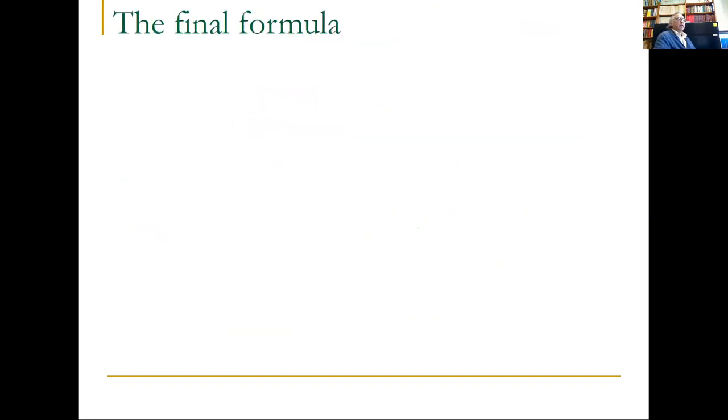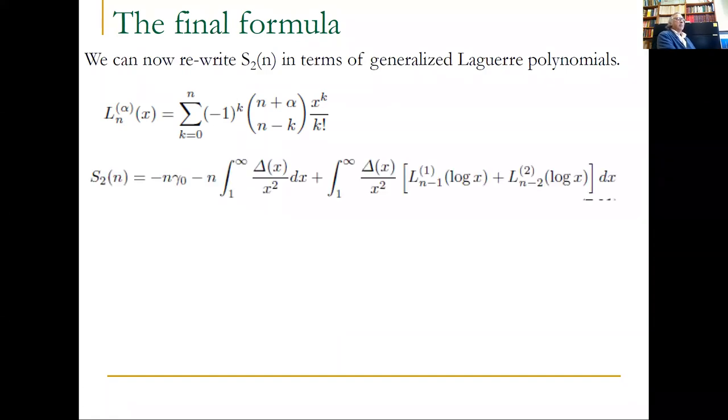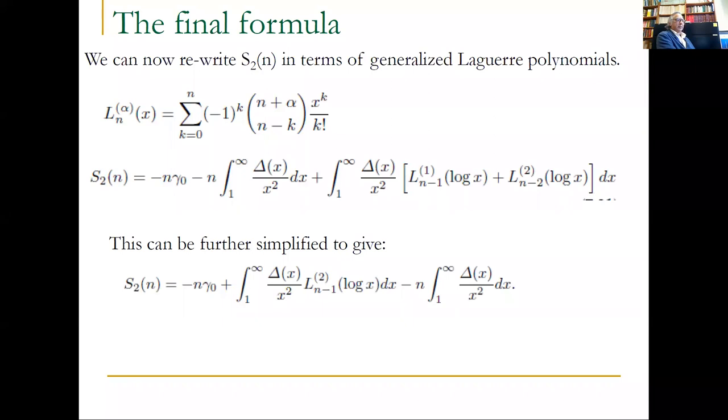And the point is that the formula, when we write it in that fashion, we get that S2 of n is minus n gamma 0 times minus n, the integral from 1 to infinity of delta of x over x squared, plus these two terms involving these generalized Laguerre polynomials. This can be further simplified to give that S2 of n is actually minus n gamma 0 plus the integral from 1 to infinity of delta of x over x squared L_{n-1}^{(2)} of log x, minus n times the integral from 1 to infinity of delta of x over x squared dx.